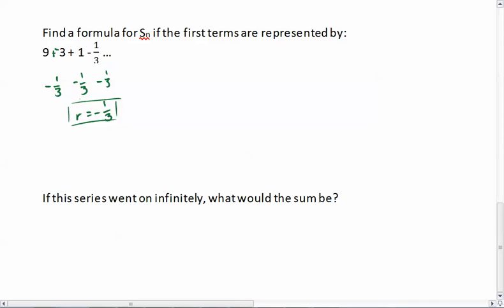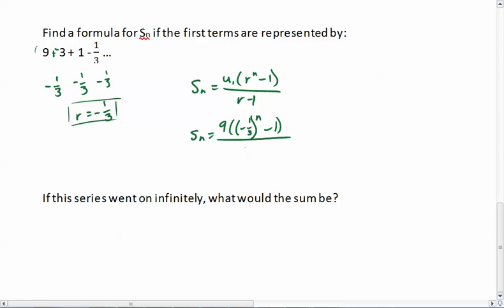So from here we can go ahead and find a formula for Sn. So we're going to go Sn equals u1, and then r to the n minus 1, or you can do 1 minus r to the n. It doesn't matter. We know that u1 is 9, so Sn equals 9, and then r was negative 1/3, and then n is n because we don't know how far we want to go yet, all over r minus 1, which was negative 1/3 minus 1.